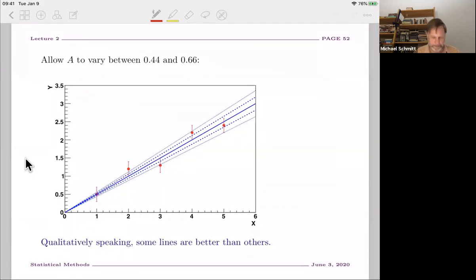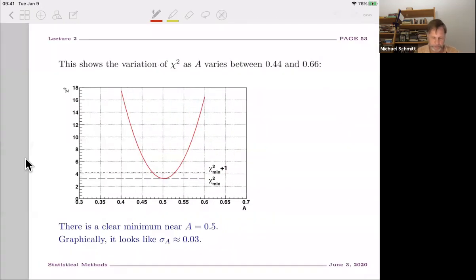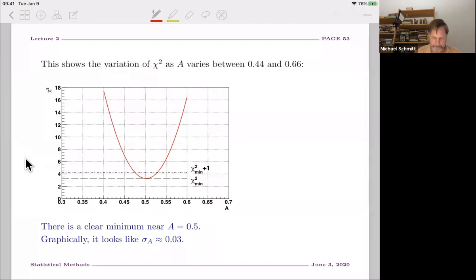So let's vary A between some plausible range. That's just what these different dashed lines correspond to, this range of A values. And I think it's pretty clear some are better than others. This lower line might really hit that point, but it's so far away from these others that no one would think that that's a good fit. So here's chi-squared versus A, calculated explicitly for that range between 0.44 and 0.66. There's a clear minimum close to 0.5. Well, of course, because we got 0.502.